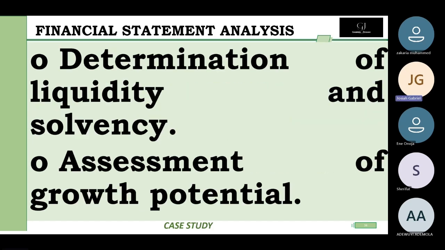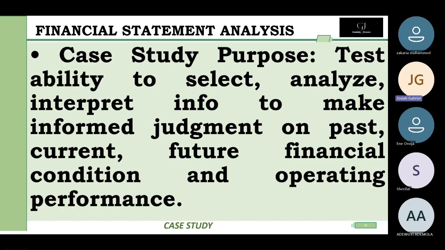This is key. Another objective is the determination of liquidity, which is short-term, the ability to meet obligations, and also solvency, the long-term ability of the company to meet obligations. And also the assessment of growth potential. How are they able to grow revenue, grow value, and also grow the wealth of the owners, the shareholders. So assessment of growth potential is also an essential objective of financial statement analysis.